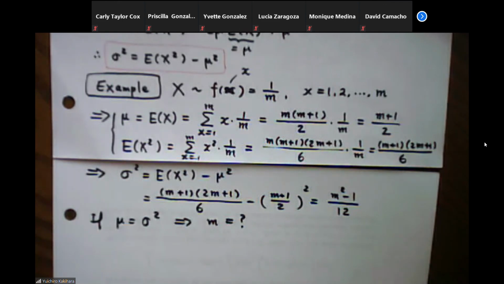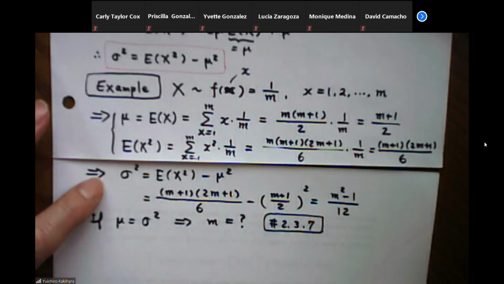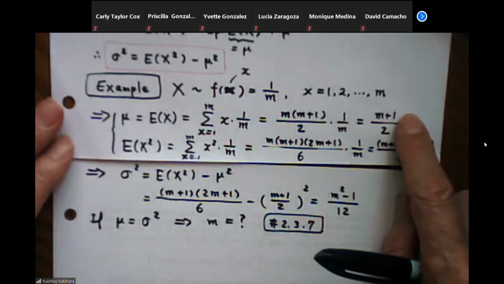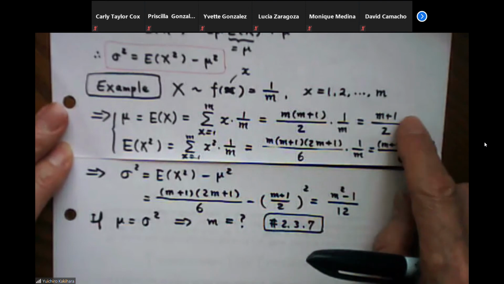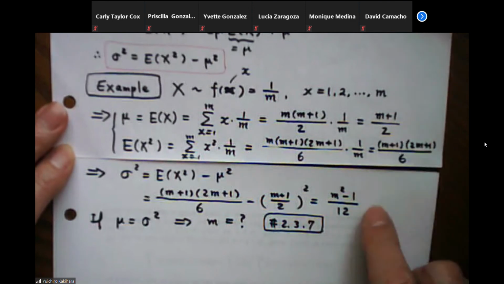This is actually problem 237, number 237. If mu is equal to sigma squared, then what is m? That is the question. Well, it's easy, right? If mu is this, sigma squared is this, so equate these two.